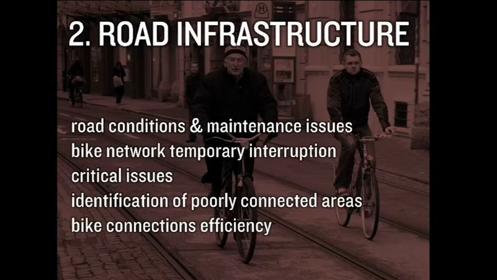The second approach that we can do is analysis of road infrastructure, so we can check road conditions and maintenance issues. We have reports about bike network interactions. We get to know about critical issues by reporting done by our users. And we can find poorly connected areas that are lacking, basically, in bicycle infrastructure.